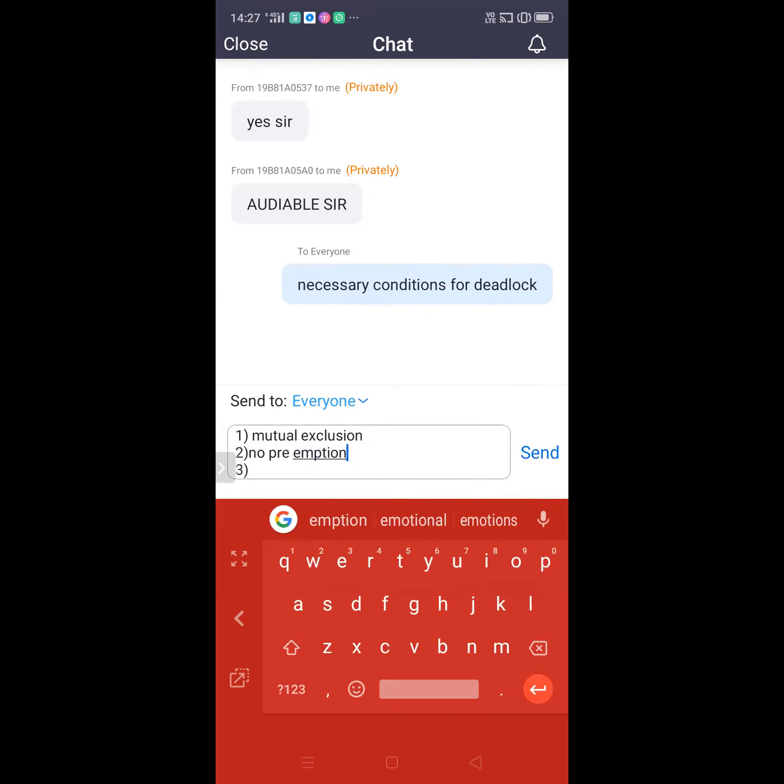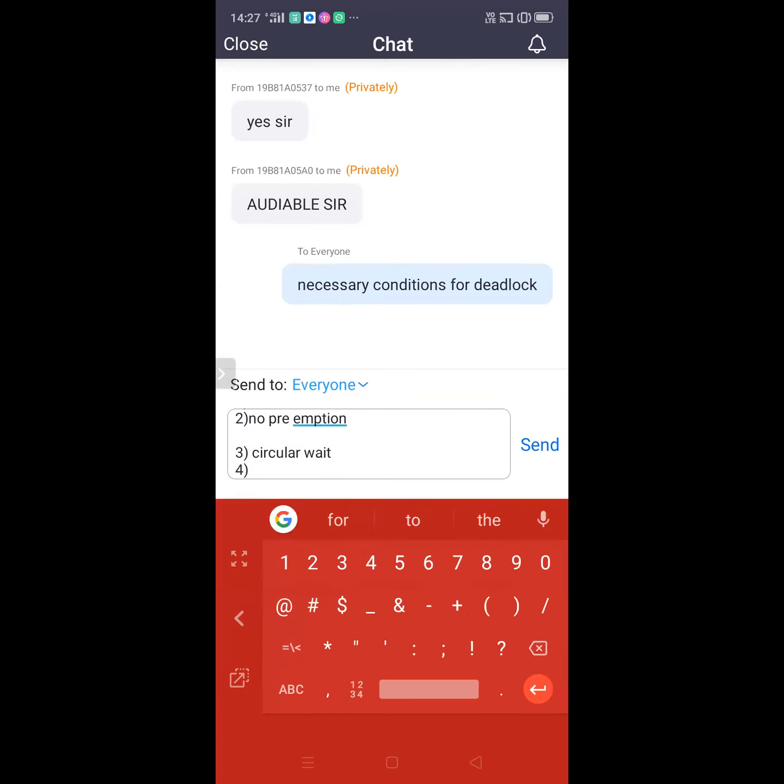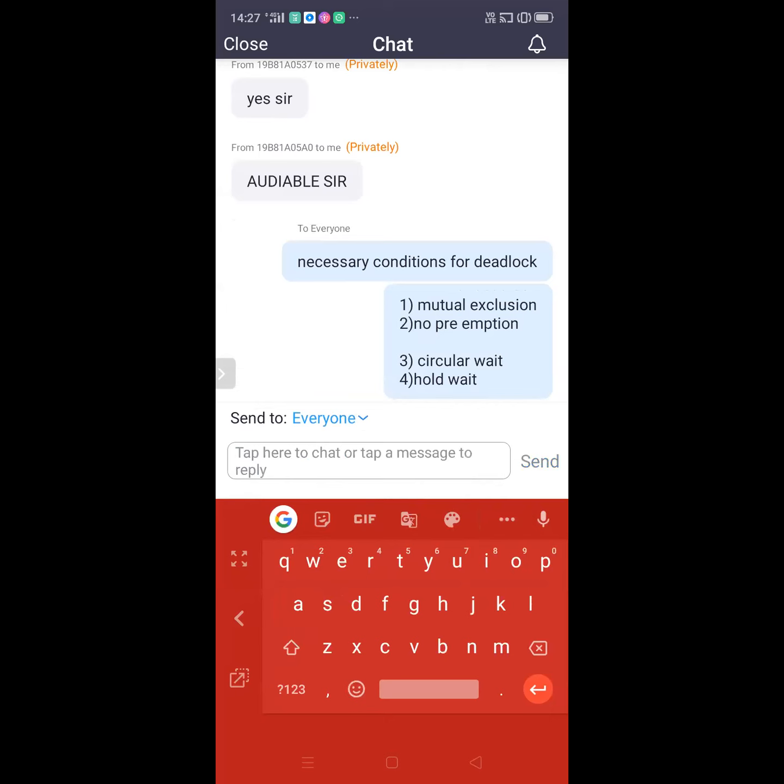No preemption. And the third one is circular wait, and the fourth one is hold and wait. So if these conditions happen, then we can declare that deadlock has occurred in the system.